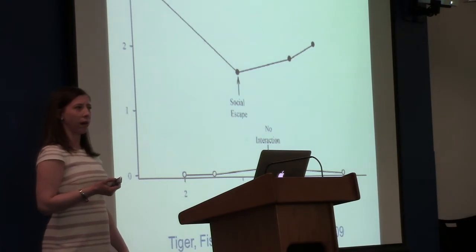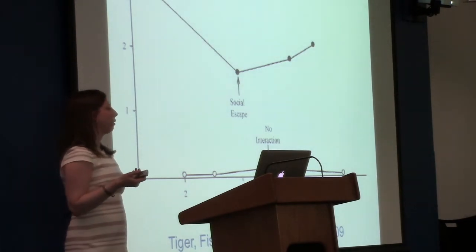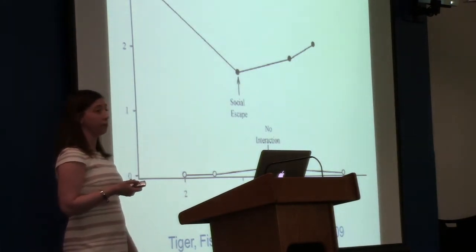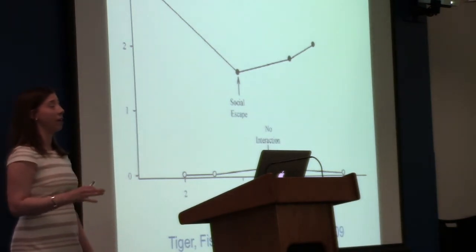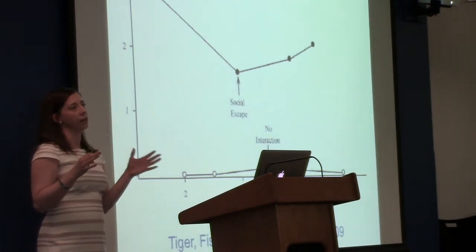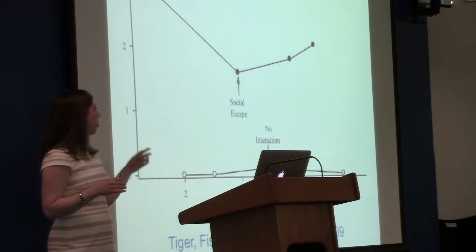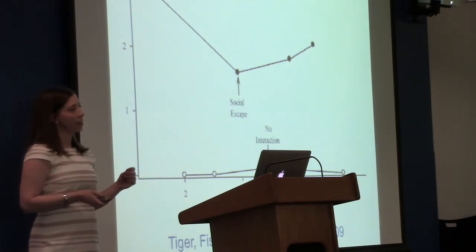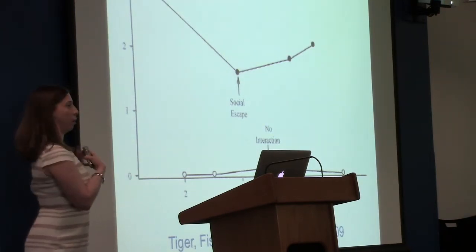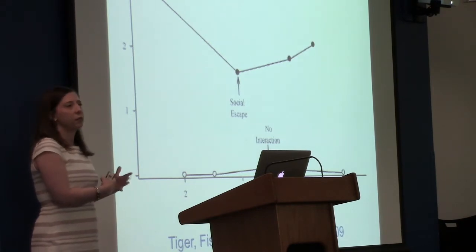And that seems odd, right? Because usually we think of the no interaction condition as a test for automatic reinforcement. But if you think about it, and that's where understanding the structure of functional analysis is important, in the social escape condition, the EO that you're presenting is proximity. So that's the only thing you're really testing.